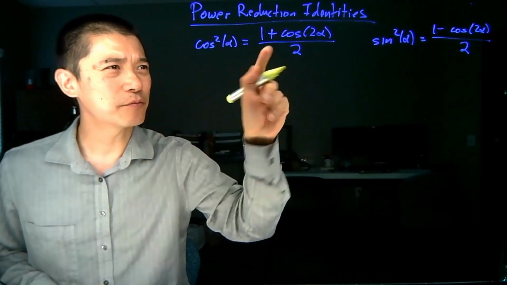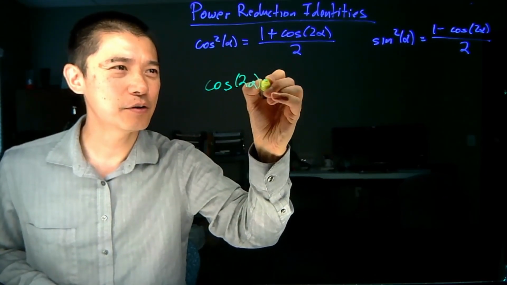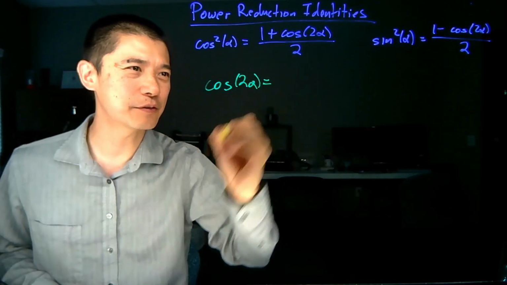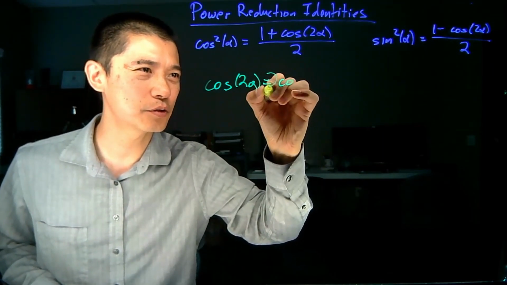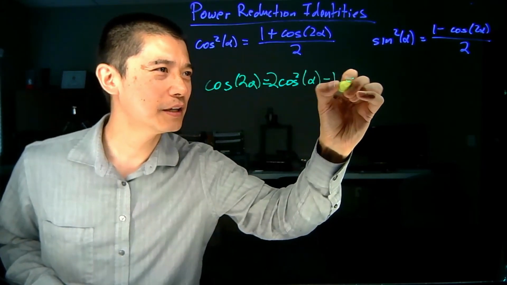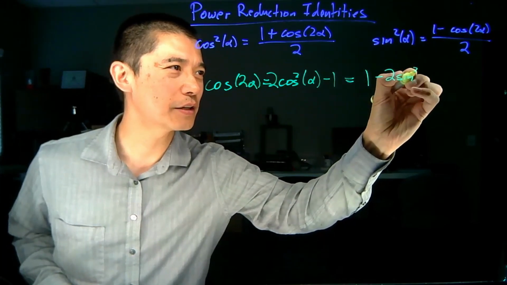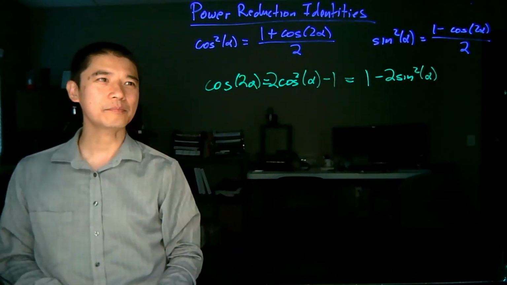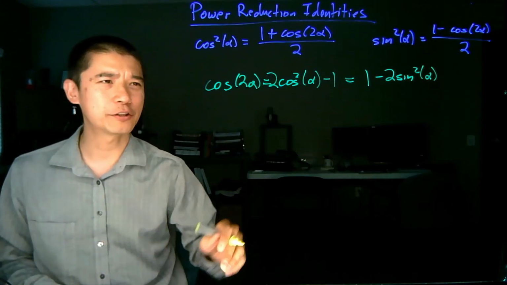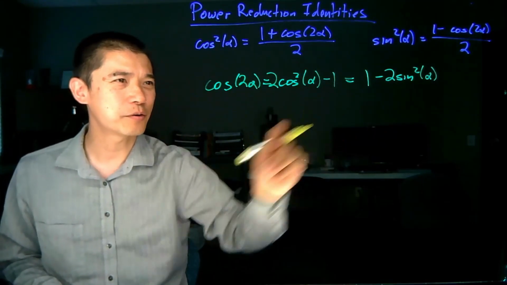So where does this come from? Well, the big hint is the cosine 2 alpha term. Cosine of 2 alpha. We have our formulas. So we have one of them that says that this is 2 cosine squared alpha minus 1. And the other one says that this is 1 minus 2 sine squared alpha. And your intuition is probably starting to kick in. All we need to do is take these equations and solve for either cosine squared or sine squared.